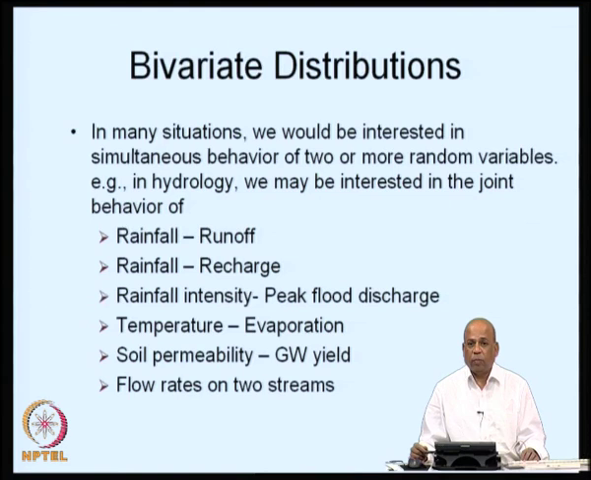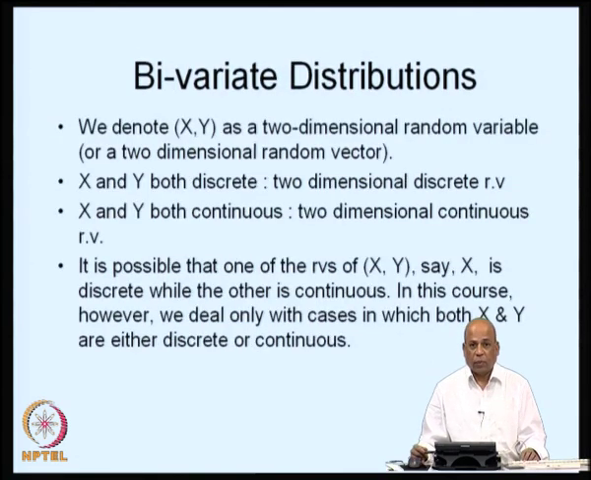So, this brings us to the point that from the single dimension random variable, we now start talking about the joint distributions of two random variables, and we define the bivariate distributions. We start defining the bivariate distributions. So, first from the single dimension random variable x, we move on to a two dimensional random variable denoted as x comma y. This is also called a two dimensional random vector.